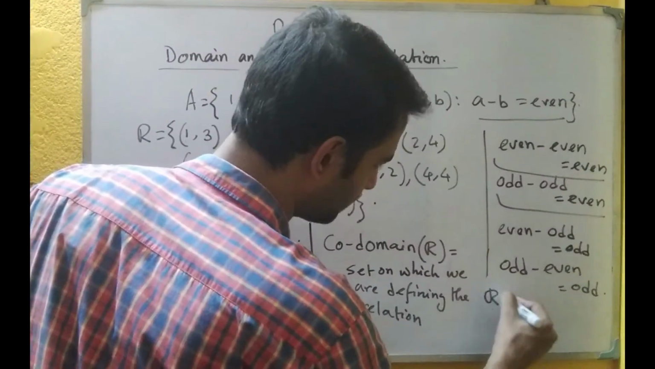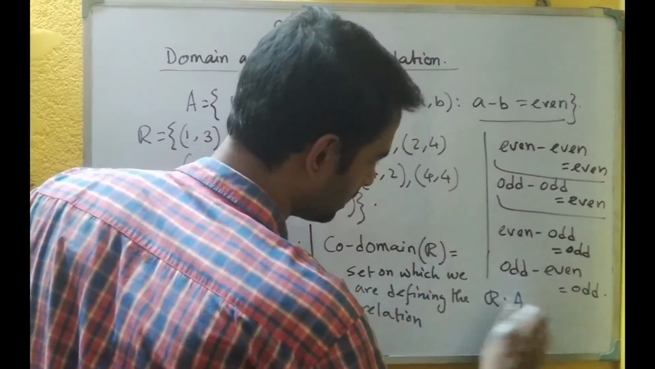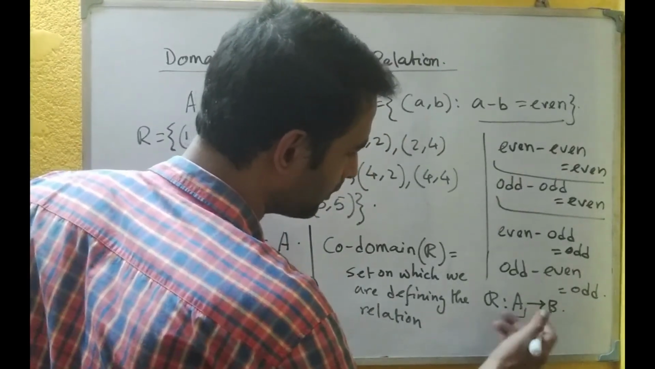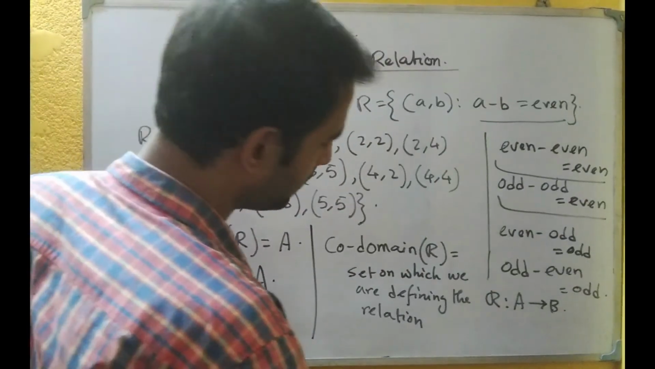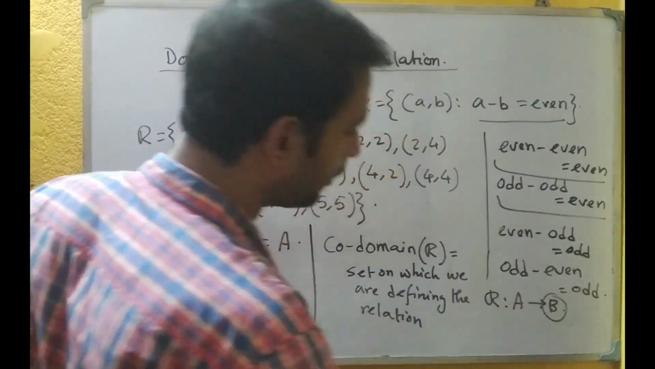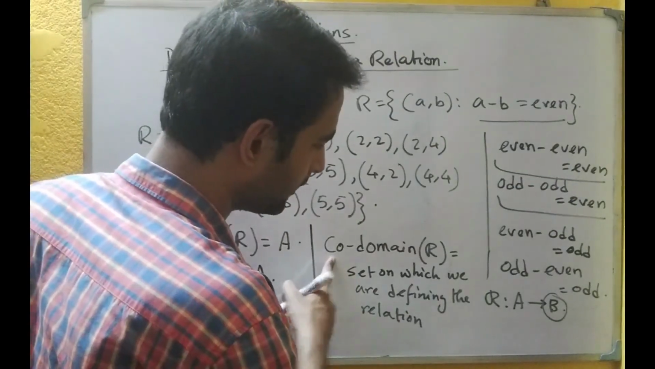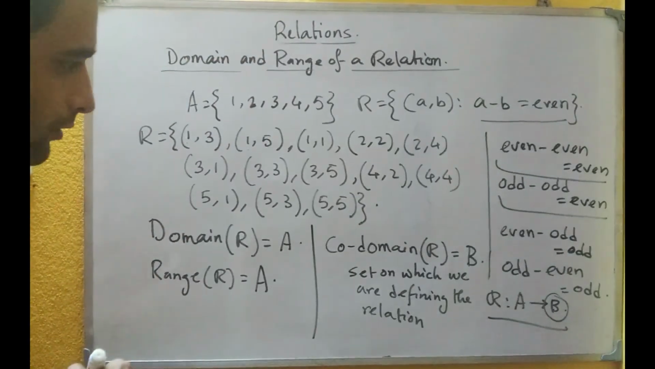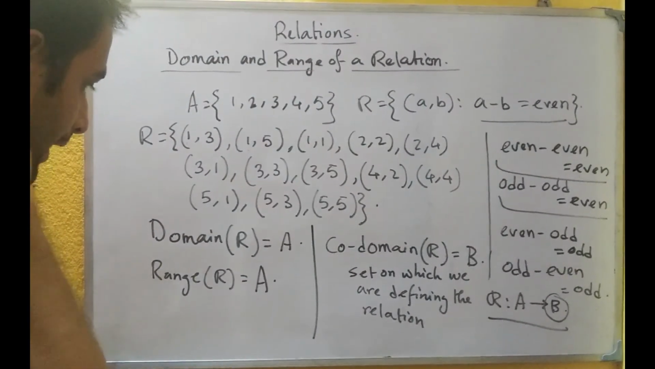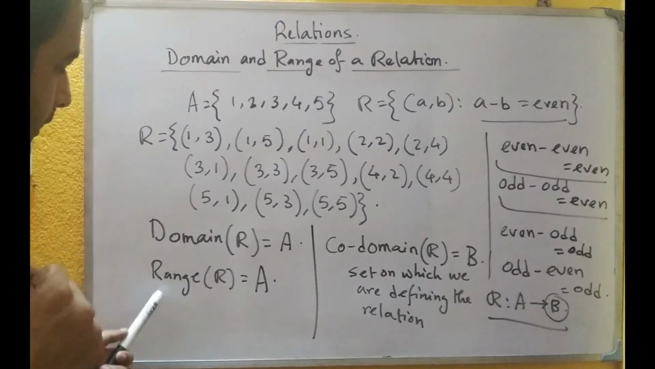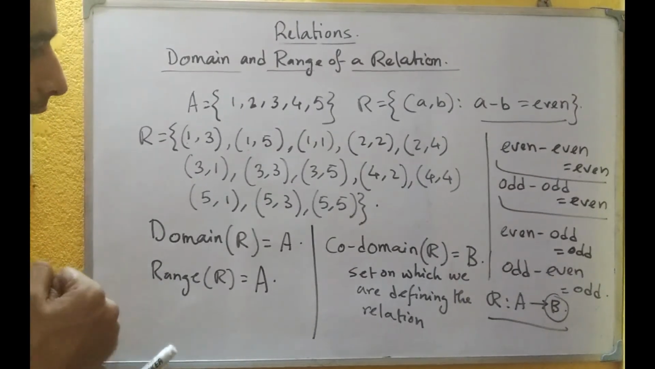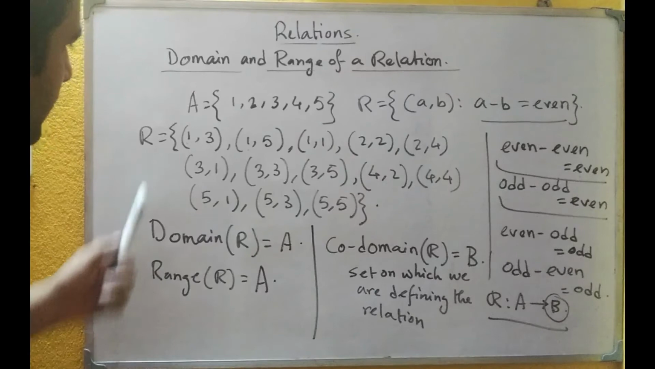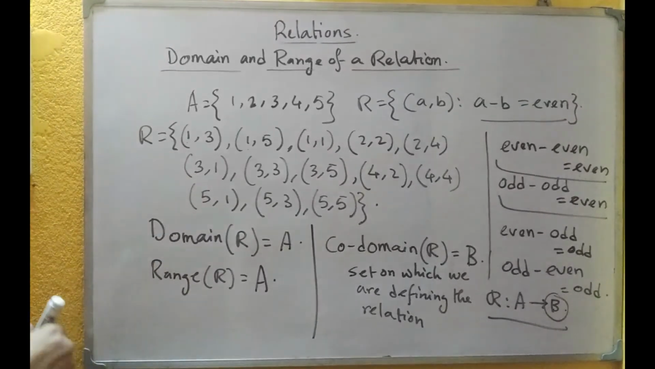Means if you are defining a relation from A to B, then usually we will see A or some subset of A will be the domain, and this set B will be called the codomain of the relation. That means here it should be B for this relation. And clearly you can see that the range set will be either a subset of the codomain or the codomain itself.